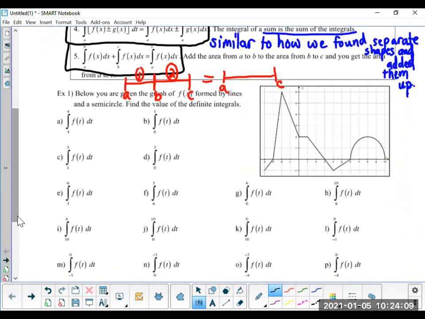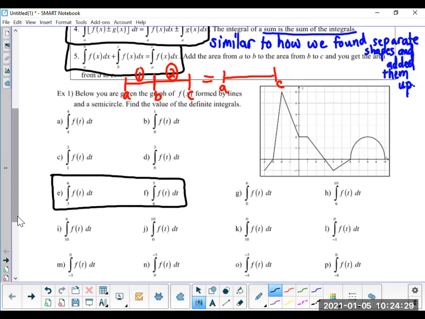I just want to look at a few of the properties to help you understand how we might do some of these. So the first one I want to look at here is E and F. E and F are the same but for the direction. So what do I mean by that?